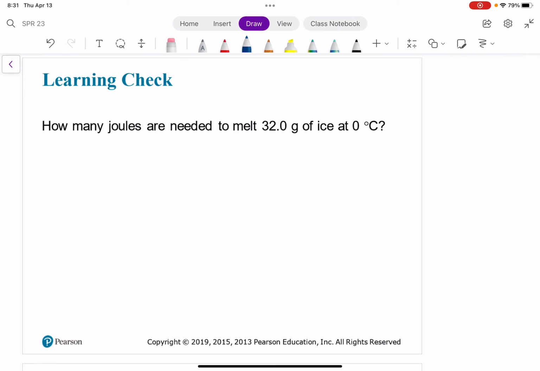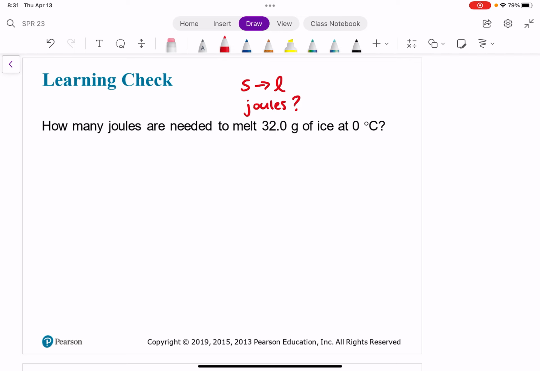I actually think I want to do this first one together because it's a little bit of a more challenging concept. So, how many joules are needed to melt 32 grams of ice at 0 degrees Celsius? How many joules are needed? That's a form of energy, right? Needed to melt solid to liquid. So let's make some notes here. We got solid to liquid as our goal, and we want to know the number of joules.